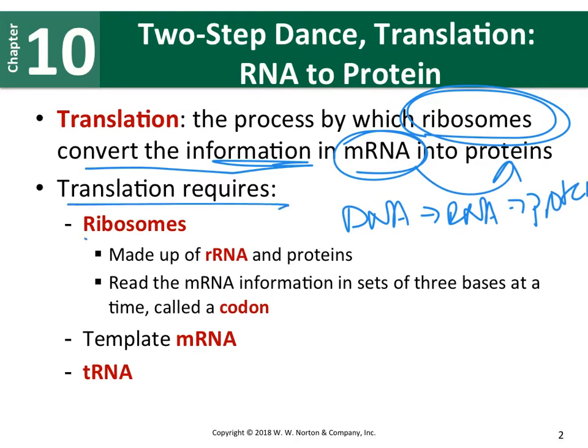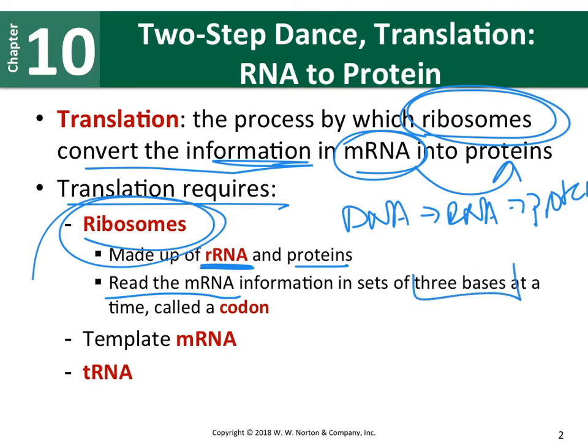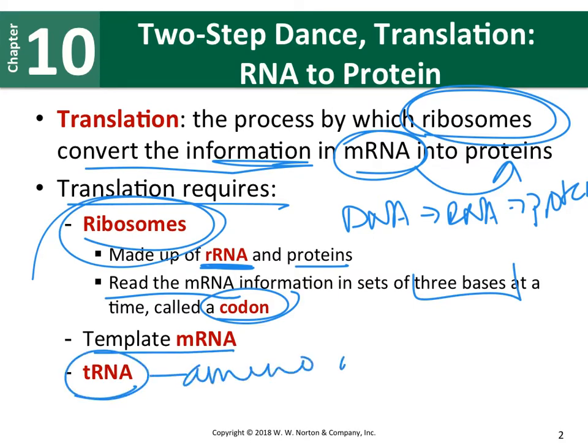Translation requires ribosomes. Those are the guys that do the protein synthesis, the enzymatic reactions. It is made up of ribosomal RNA and proteins. It reads the mRNA information in sets of 3 bases called a codon. The template is the mRNA. tRNAs carry amino acids. So let's see how this works, people.